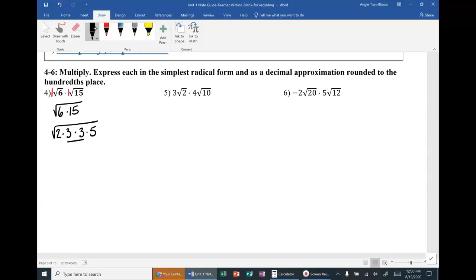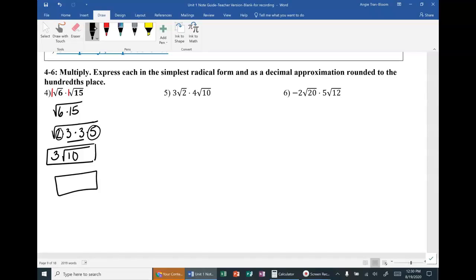A square root of a pair, you will be able to take that out. You have a 2 times 5, that's going to give me 10. So under the radical, we will have 10. This final answer is 3 square root of 10. You will need a calculator to give the decimal approximation.